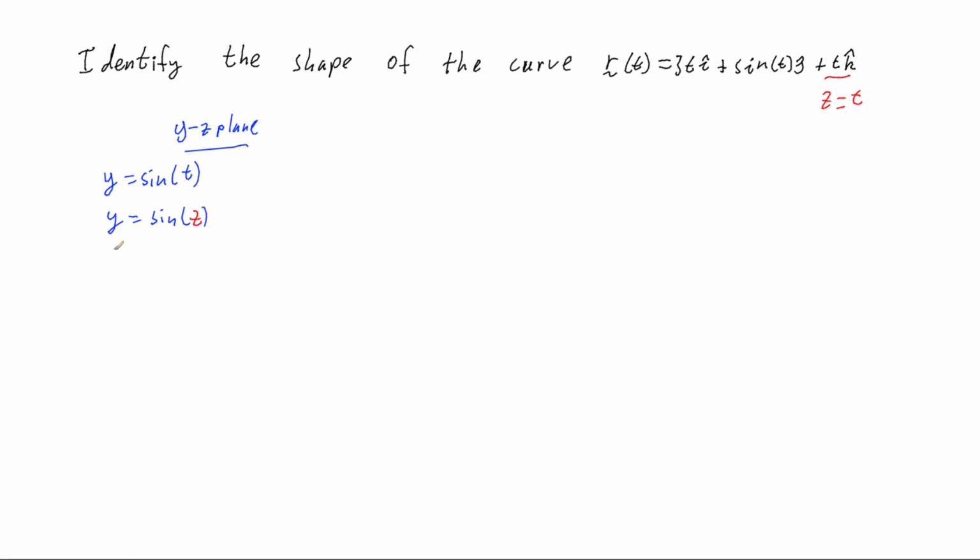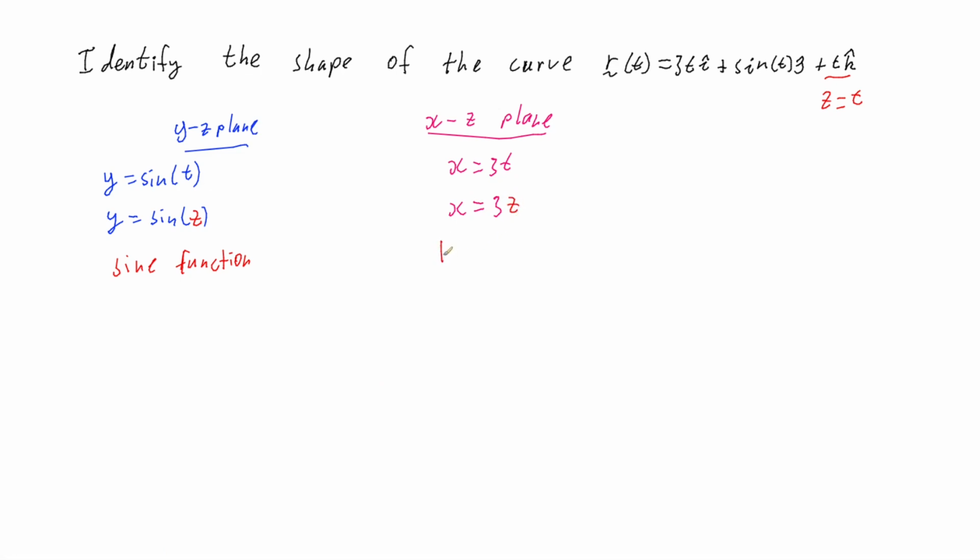And so that means that in the yz plane, we have a sine function. So we know we're going to have some sort of sinusoidal function happening. So let's go and have a look in another plane, and I said we were going to have a look at the xz plane. So in our xz plane, we've got x equals 3t, which means that x is going to be 3 lots of whatever t is, and t is z, which is a linear function.